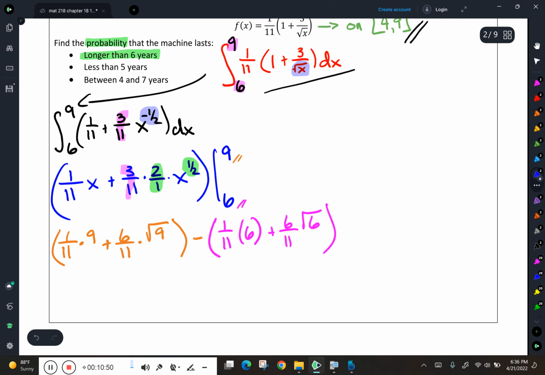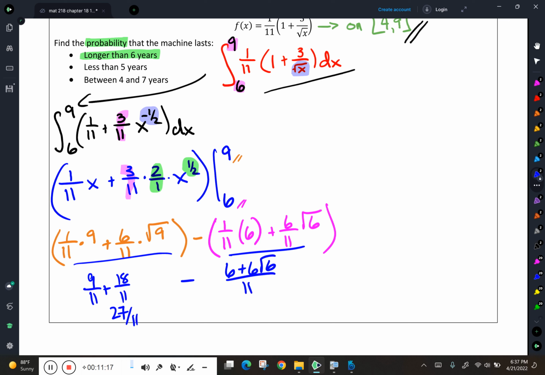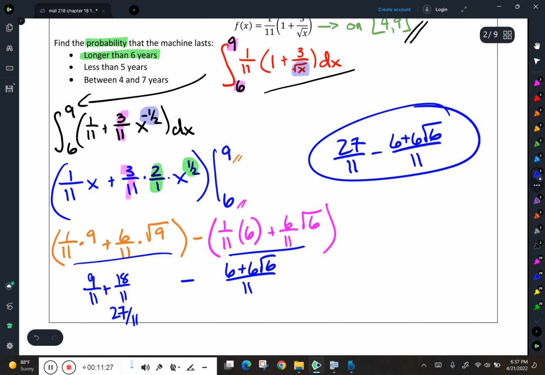Simplifying that first piece in blue there, that's going to be 9/11 plus 18/11. That's what, 27/11. Right? Minus, then I'll simplify this, but this hot mess is just going to be 6 plus 6 root 6 over 11. So then my final answer is going to be 27 over 11 minus 6 plus 6 root 6 over 11, and that's my probability.